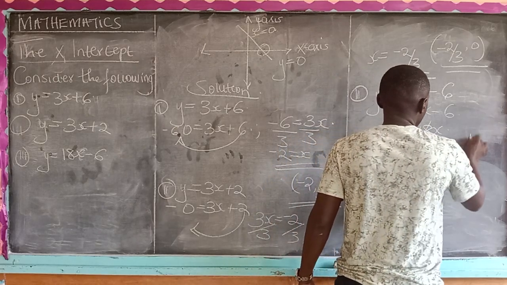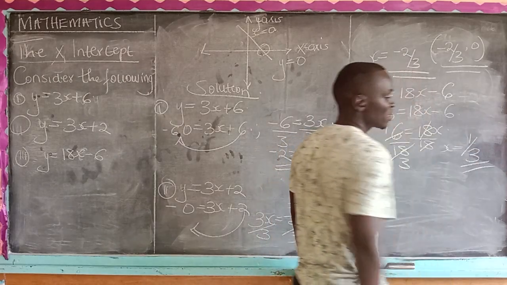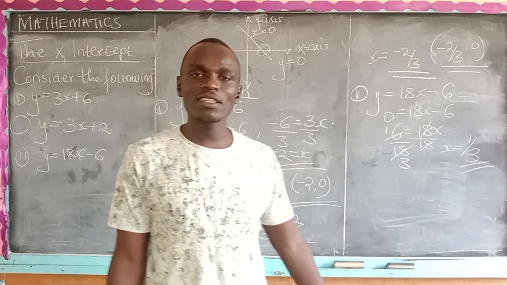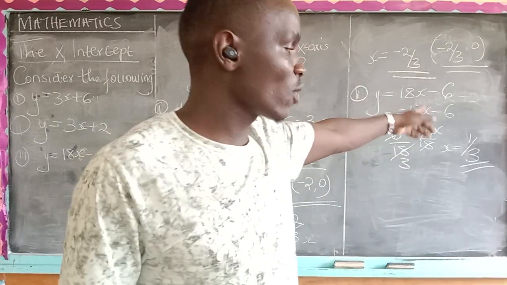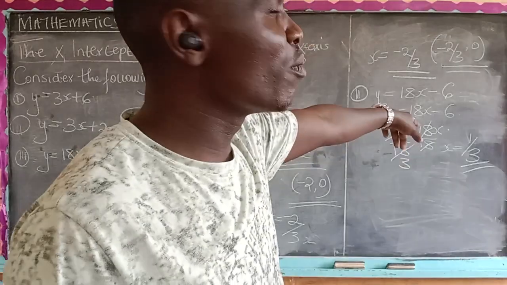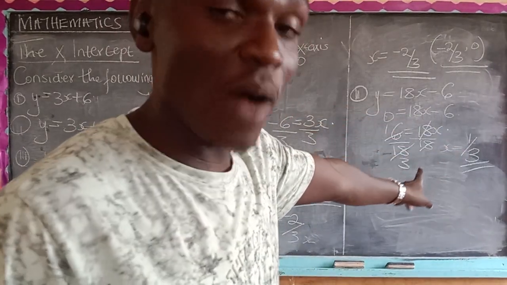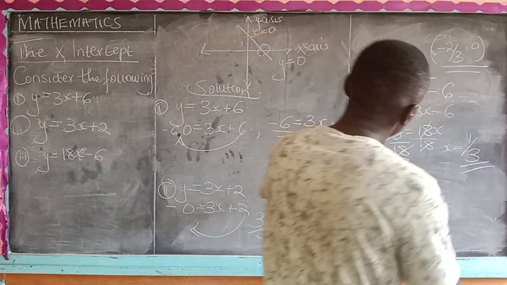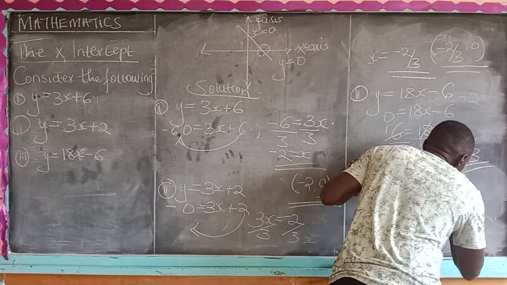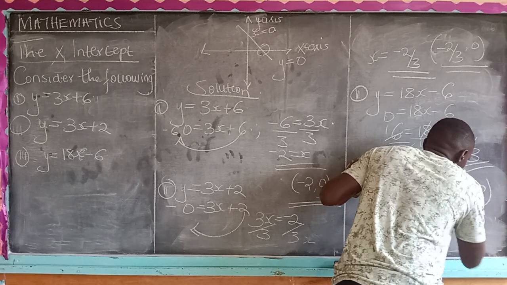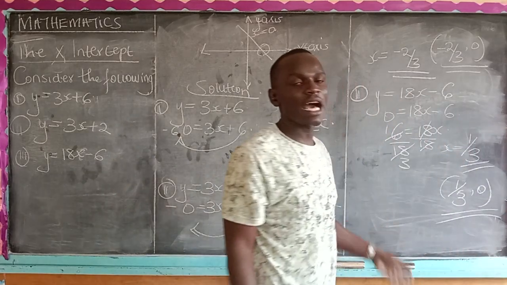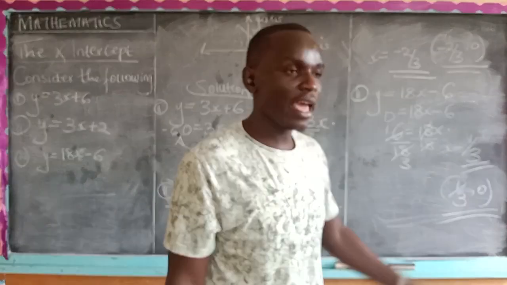So our x-intercept is 1 over 3. At the point where that line crosses the x-axis, x is 1 over 3, but y is 0. So the coordinate of that point is 1 over 3, 0. This is the point where this line will cross the x-axis.